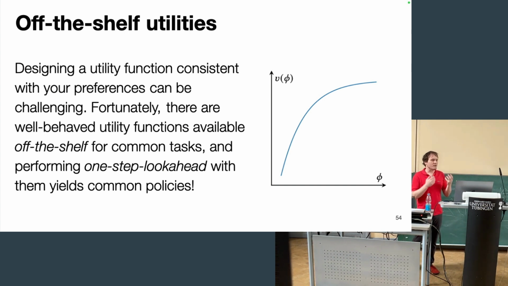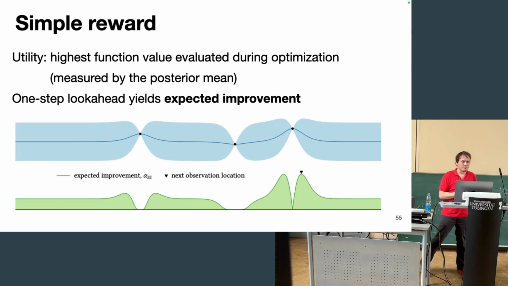But fortunately, there are nice utility functions that are available off the shelf that you can use in certain situations. And then performing one-step lookahead with those utility functions, so greedily maximizing the marginal increase in utility, yields commonly encountered policies for Bayesian optimization. And this link between the underlying utility function and the acquisition function that is the expected utility is sometimes missing in the literature. So I just want to map this out.